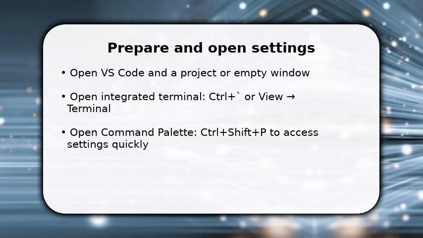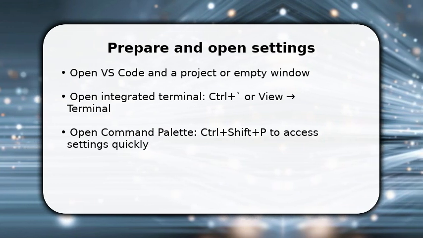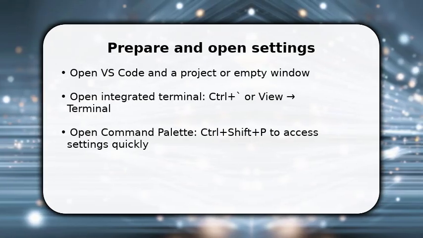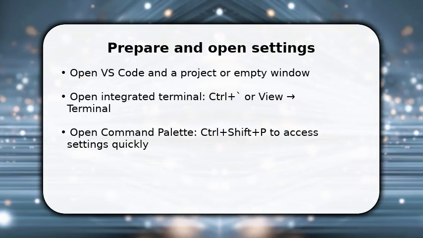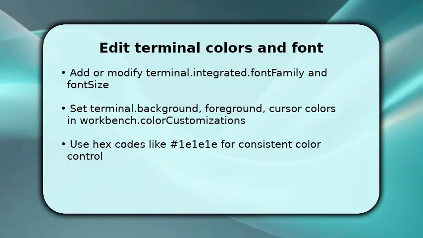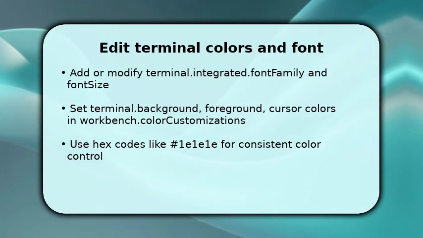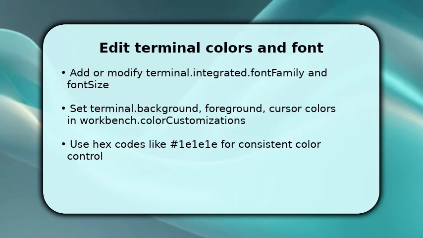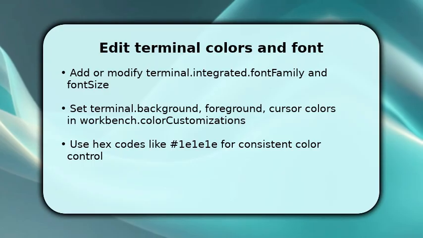You'll change color tokens, font, and background values there instead of hunting through nested menus, which saves time and avoids ambiguity. Now edit the settings JSON to target terminal appearance. Under Settings, add terminal.integrated.fontFamily and fontSize for readability, and adjust terminal.integrated.cursorStyle if you prefer block or line. Then, in workbench.colorCustomizations, change terminal.background, terminal.foreground, and terminalCursor.foreground using hex codes so colors remain consistent across themes.